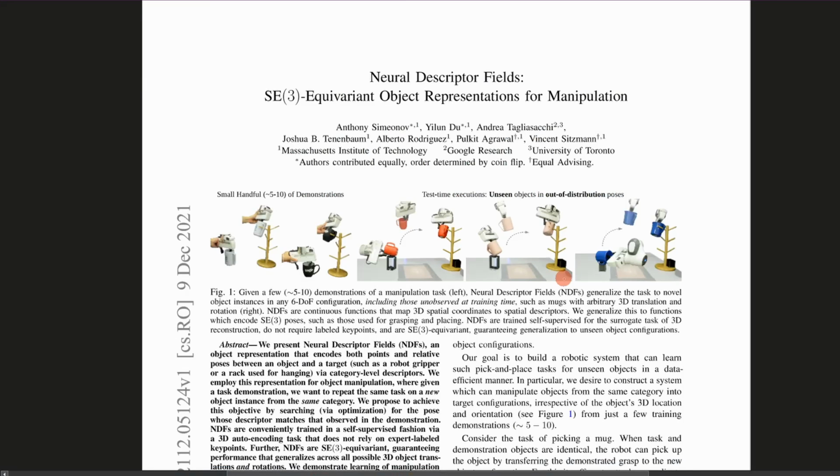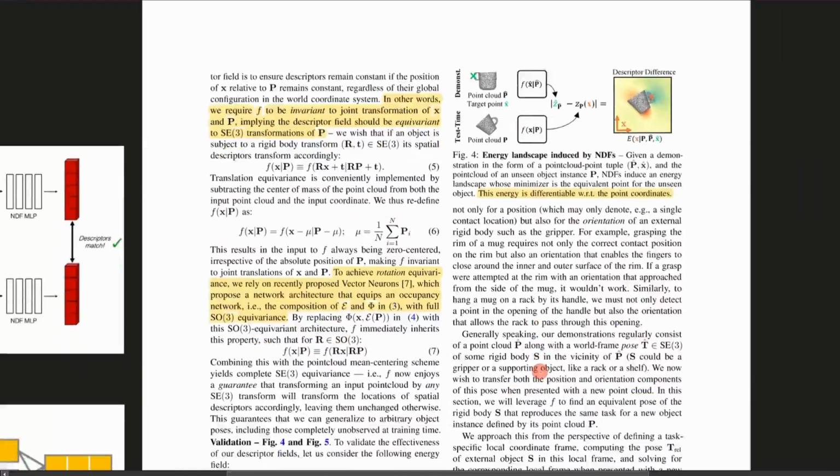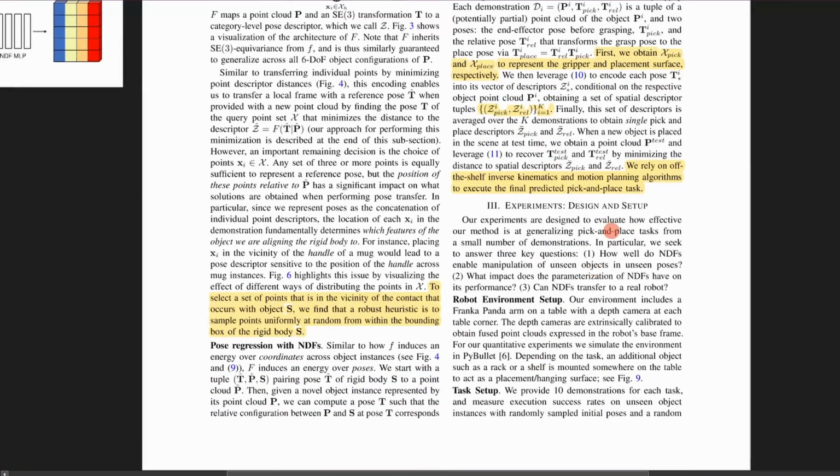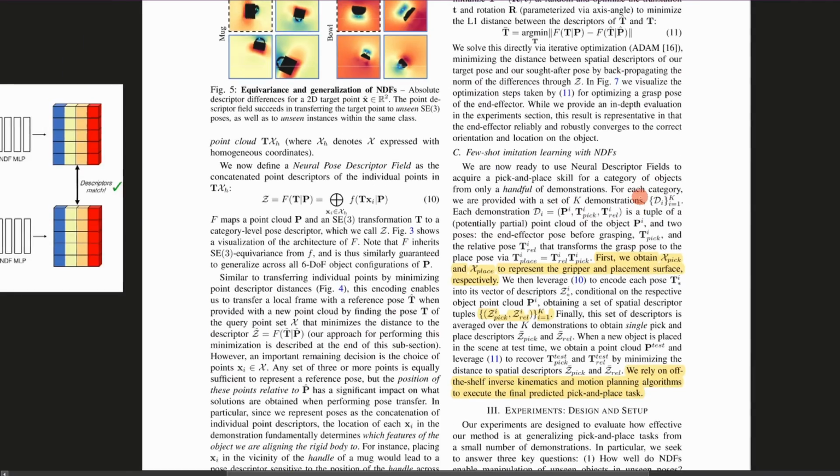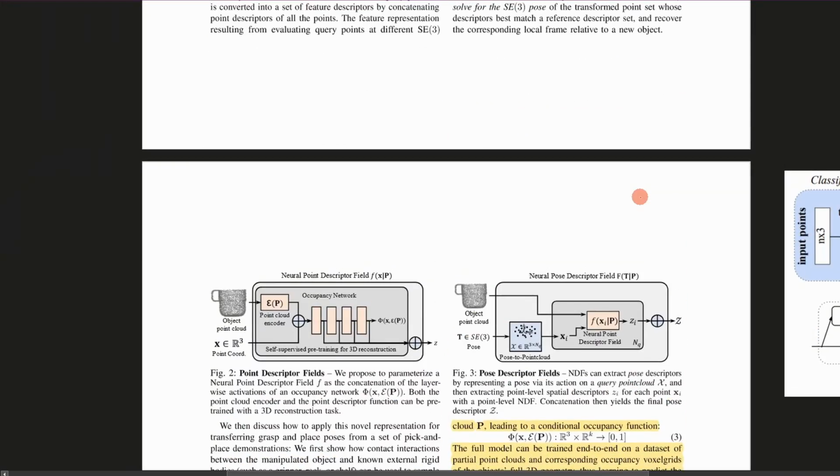Okay, getting back to the paper, let's see how this thing actually works. As I said, the interesting part is generalization to grabbing the object and placing the object. Everything in between, so this part here, is handled by certain heuristics. Let me just find that part. They mentioned it somewhere here: we rely on off-the-shelf inverse kinematics and motion planning algorithms to execute the final predicted pick and place task. So let's focus on the actual components that enable this awesome generalization.